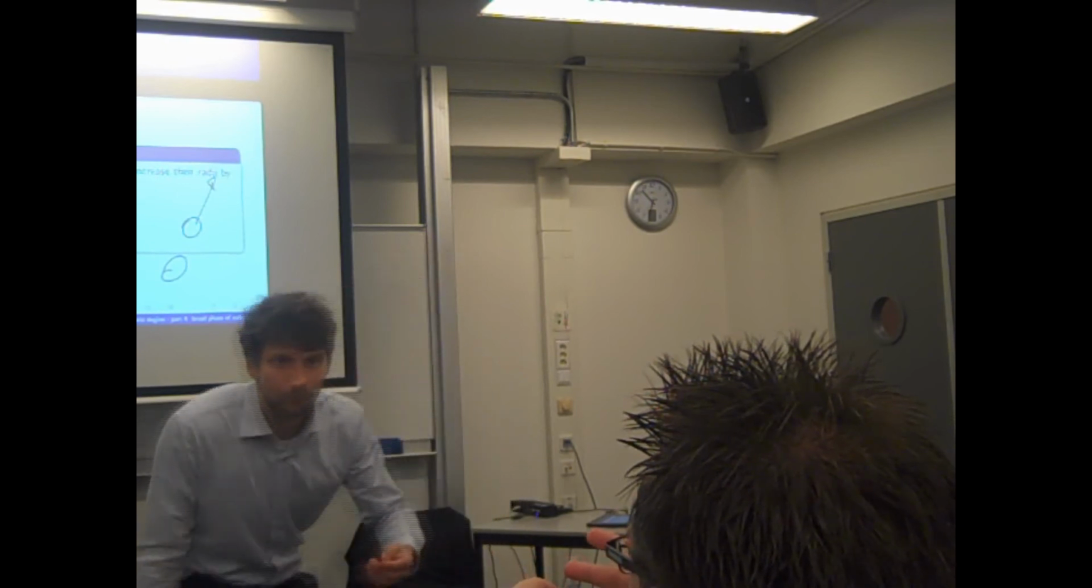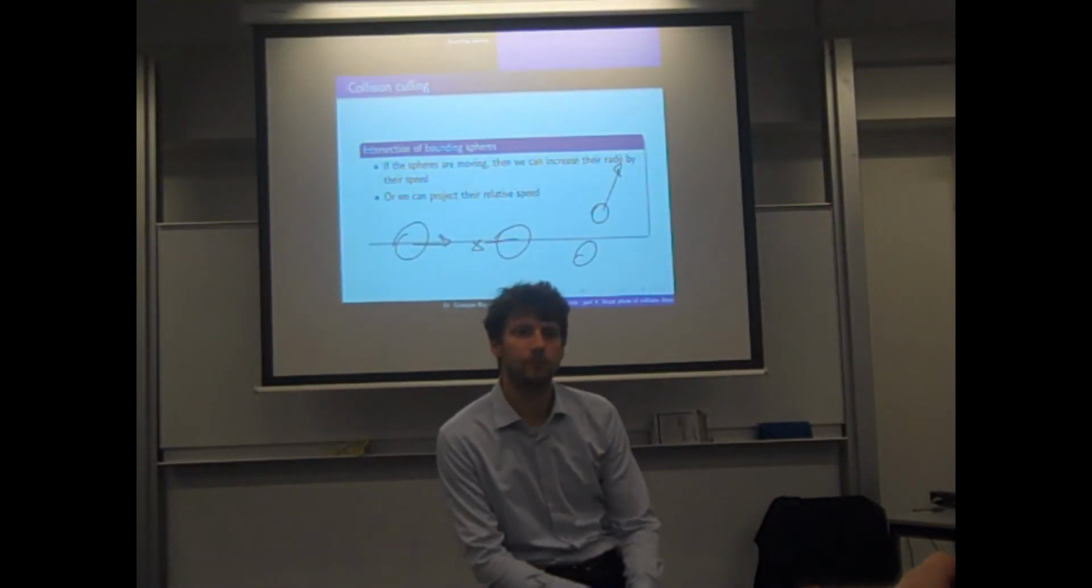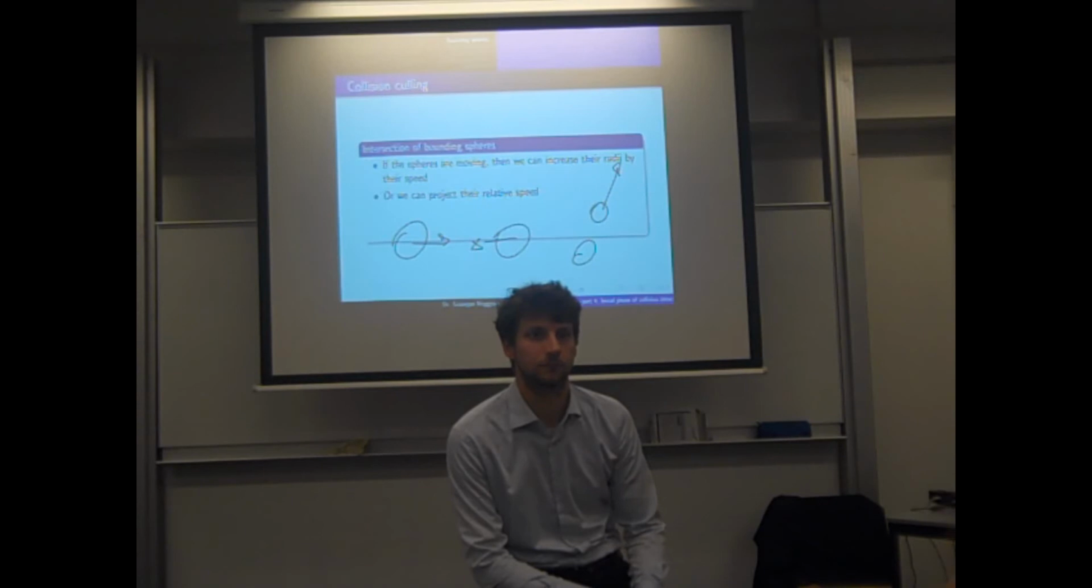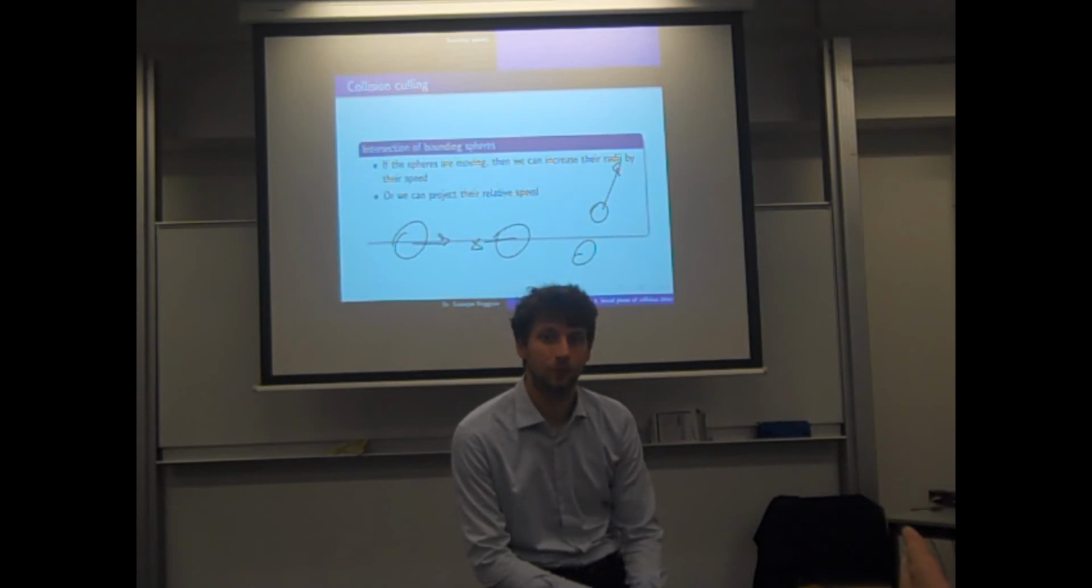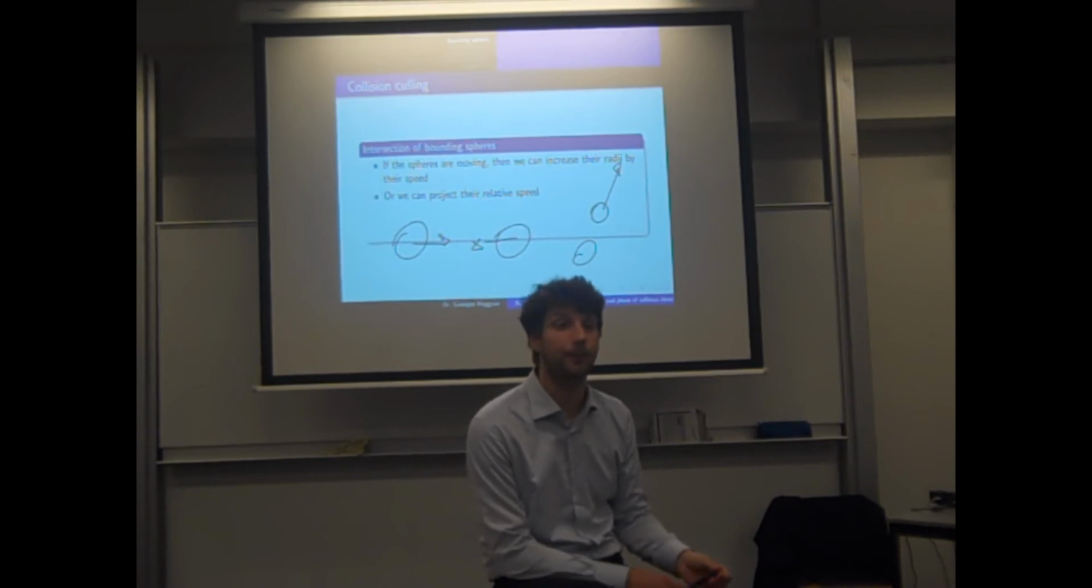How do you do that when you have, for example, 500 objects in your scene and all moving in different directions? Oh, we're just talking about pairs of objects here. Oh, just pairs of objects? Yeah, exactly. We're just talking about pairs of bounding spheres.